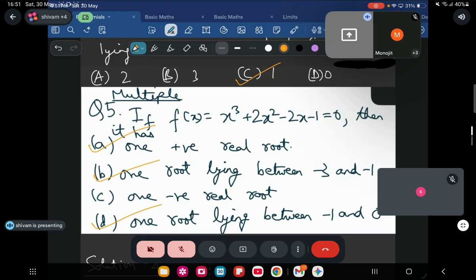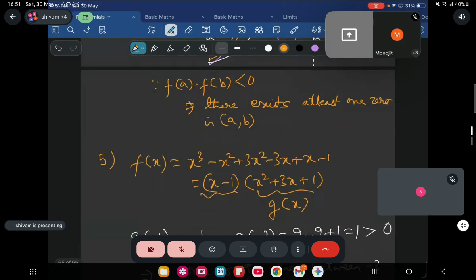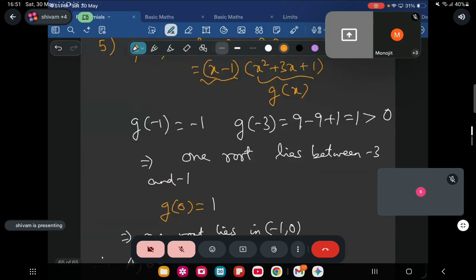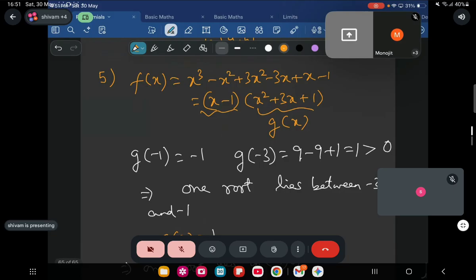g(-3) is 1. Okay. So it is positive. And what is g(-1)?